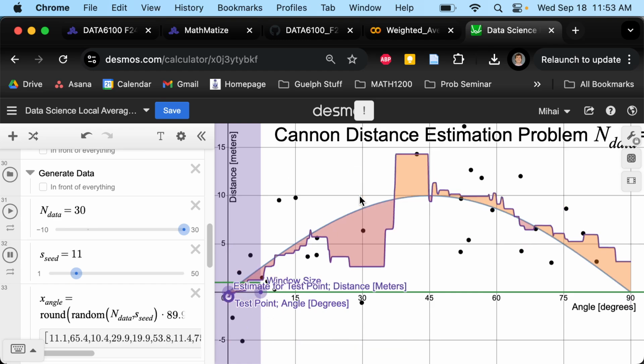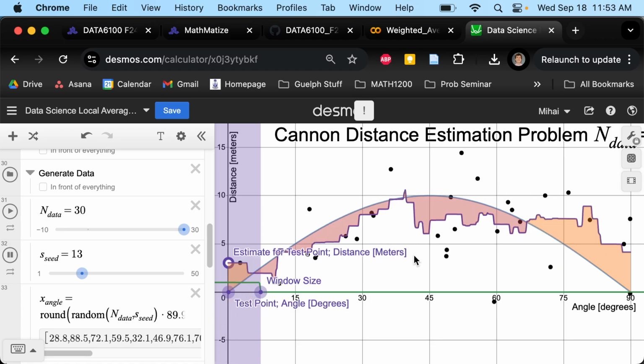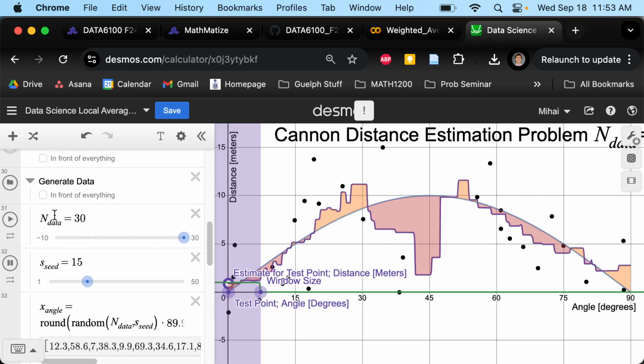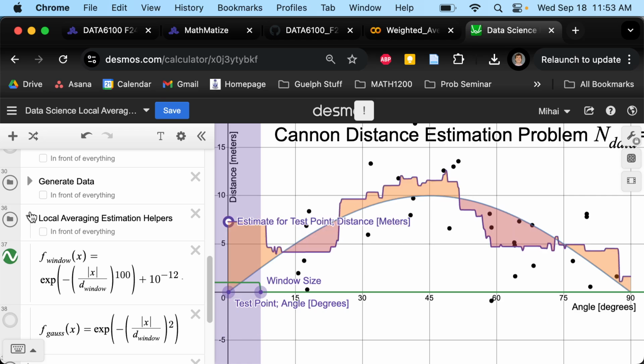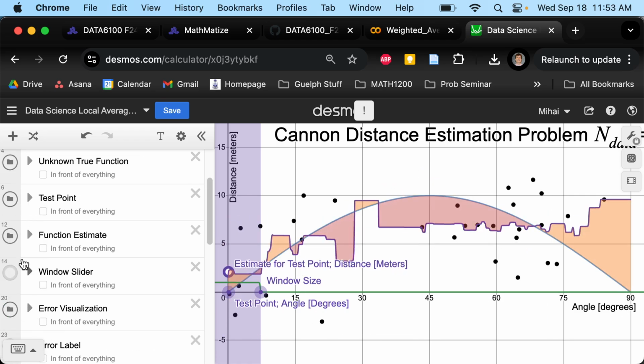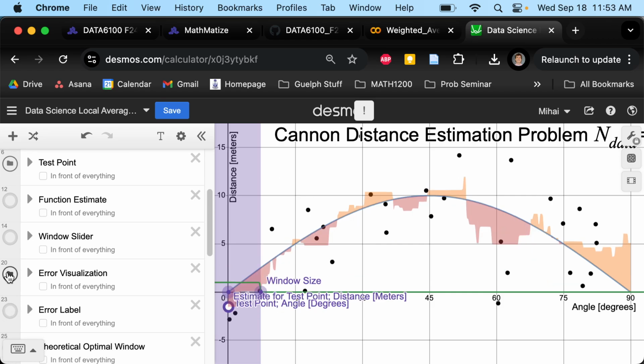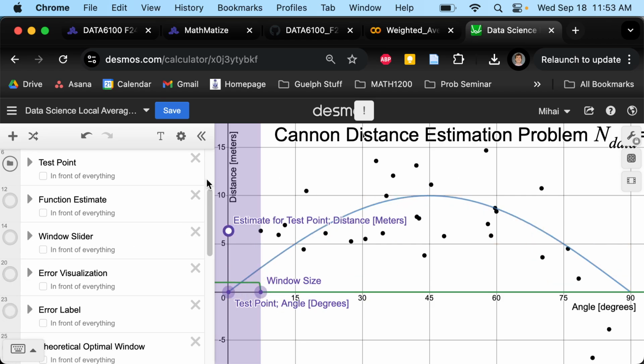Okay, so the question I'm asking now about the bias has nothing to do with this error thing. We're just talking about one point. We're sort of understanding one point first, and then we'll understand more points. Okay, let's turn off this and this and this. Okay, great.